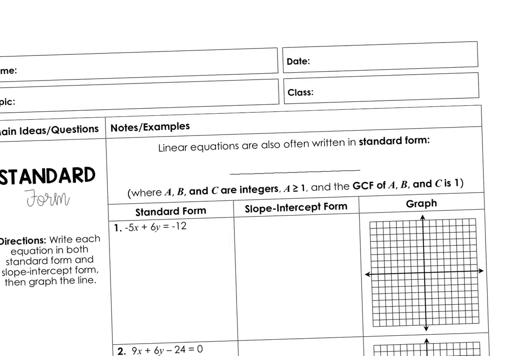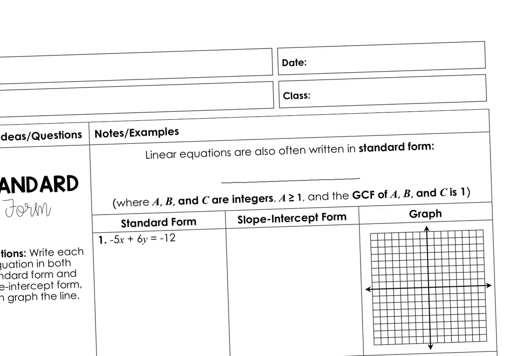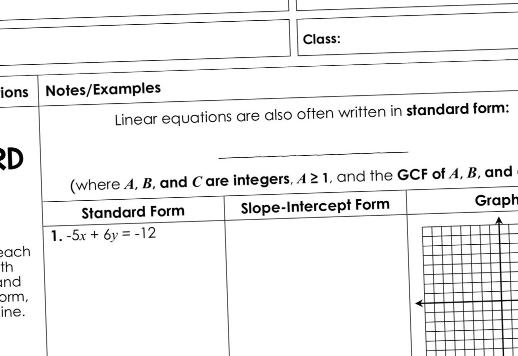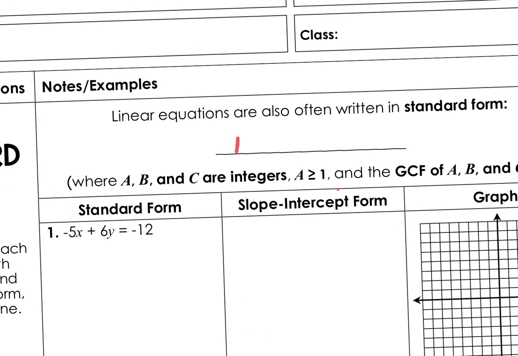So here we go. Standard form is going to be, now again, because you have notes, I'm not going to give you standard form. You guys are going to have your notes. Standard form is Ax plus By equals C.